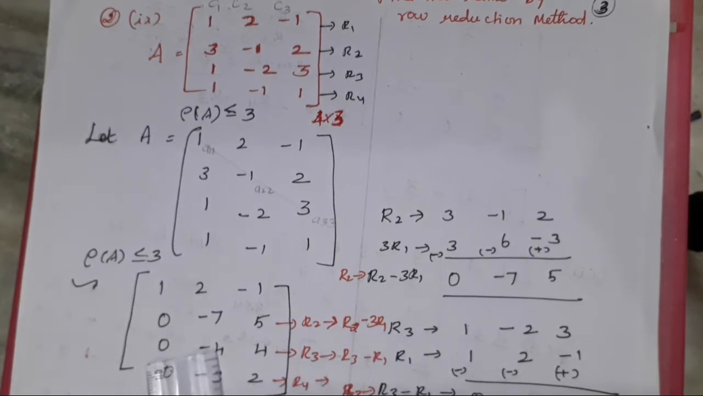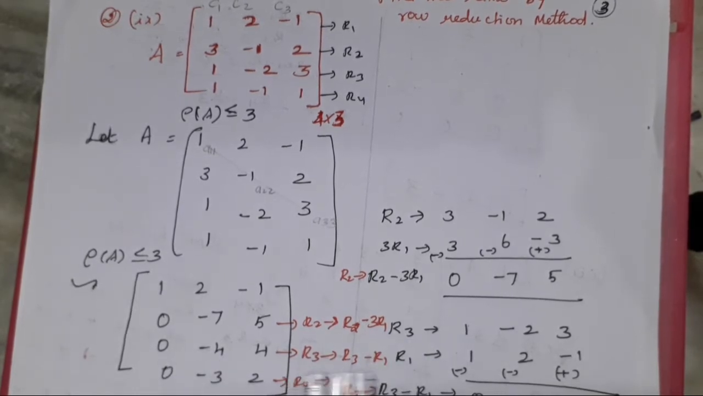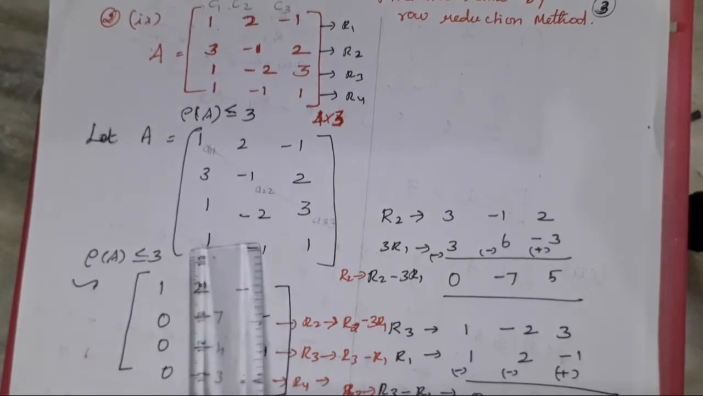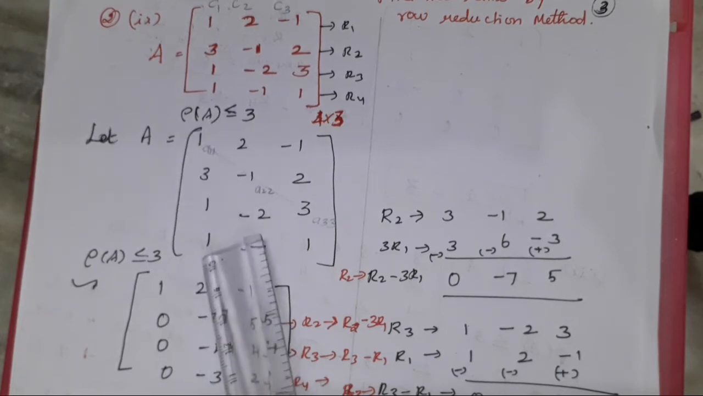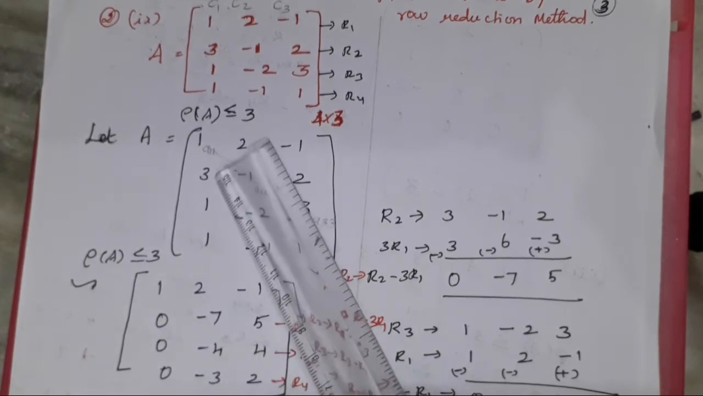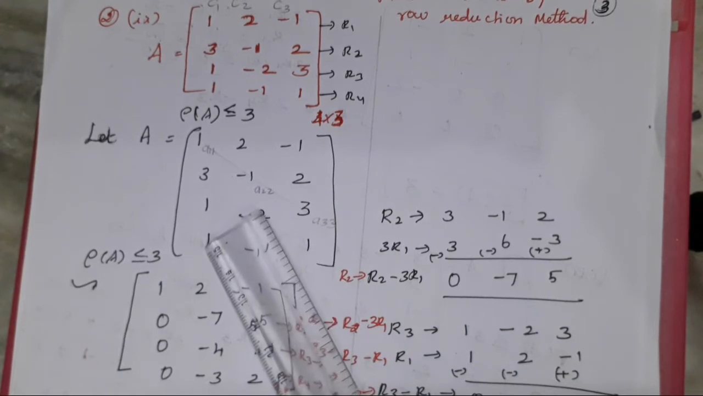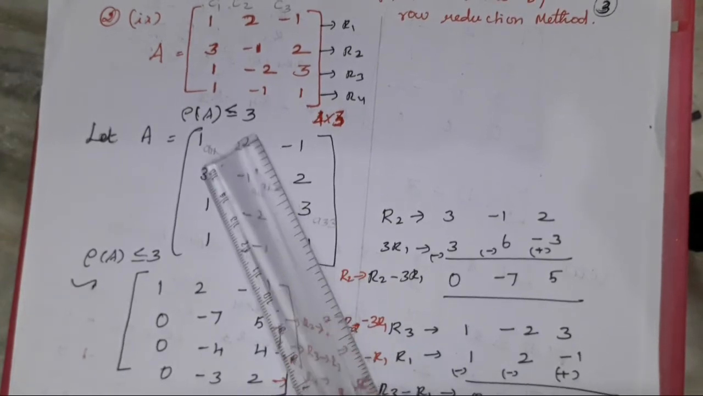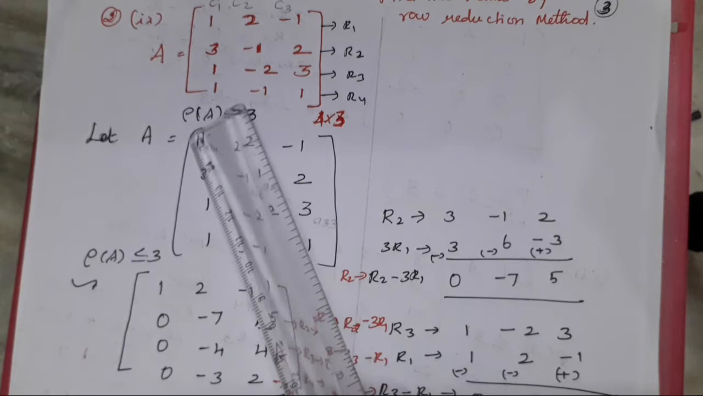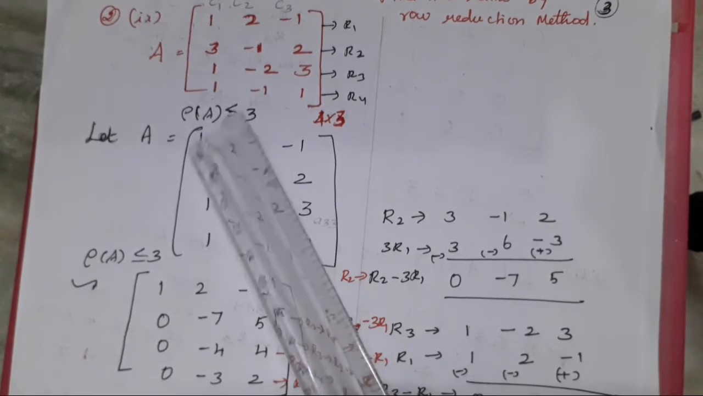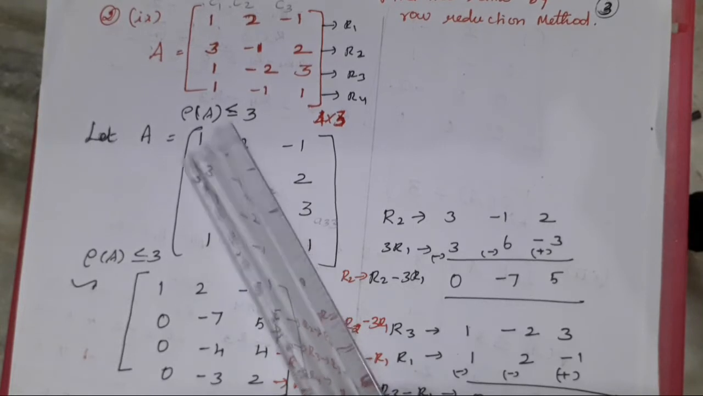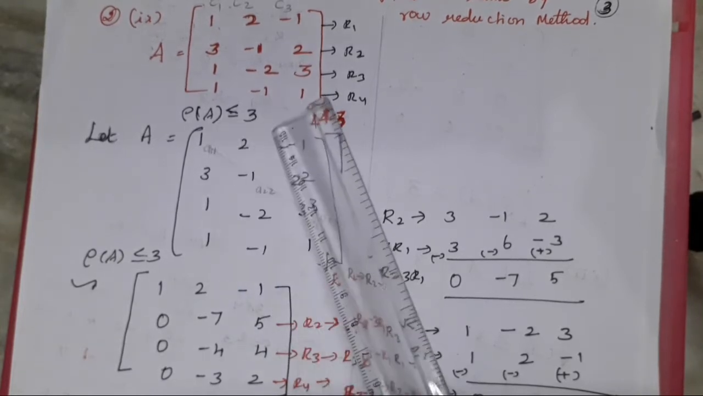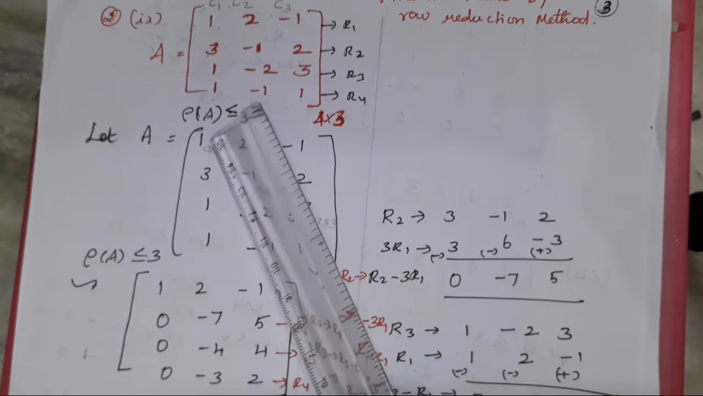How will R3 come? The first element is 0. R3 gives R3 minus R1, because 1 minus 1 is 0. Here also we get 0. Similarly R4 is subtracted by R1, and the first element becomes 0. We want to make 3, 1 and 1 become 0. To make 3 become 0, R1 is multiplied with 3, and R2 minus 3R1. If the first row is multiplied with 3 and subtracted from R2, we get the 0.